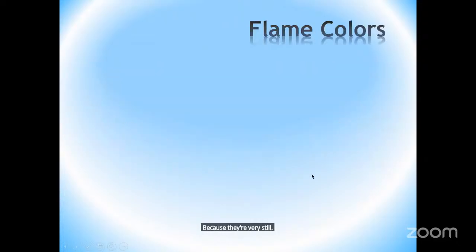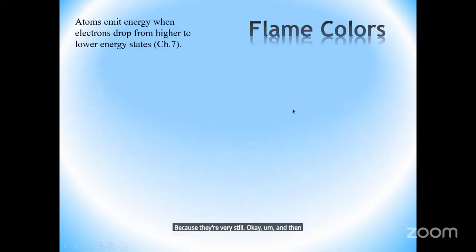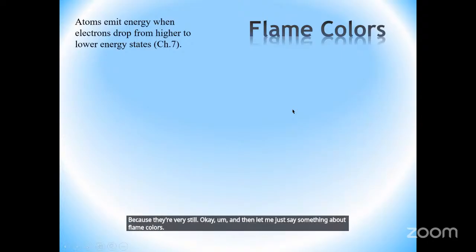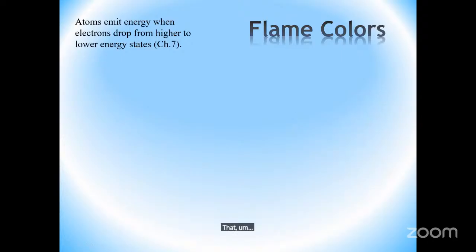Okay, and then let me just say something about flame colors. Now, remember we talked about the fact that you can have electrons being promoted from lower energy shells to higher energy shells. Energy will be required to do that, and then immediately after, those electrons will fall from the higher shells to the lower shells and emit radiation. And this can be used to help in identifying certain ions using the flame test.